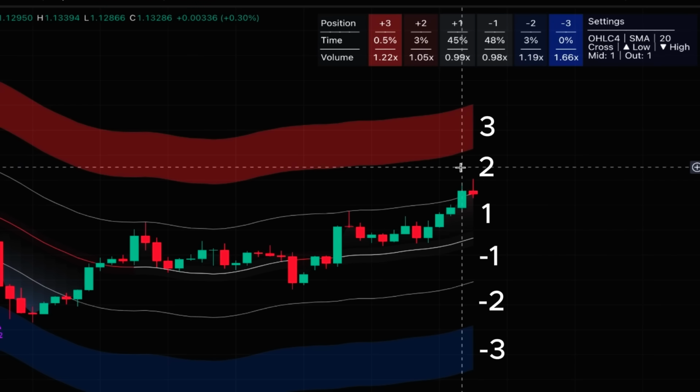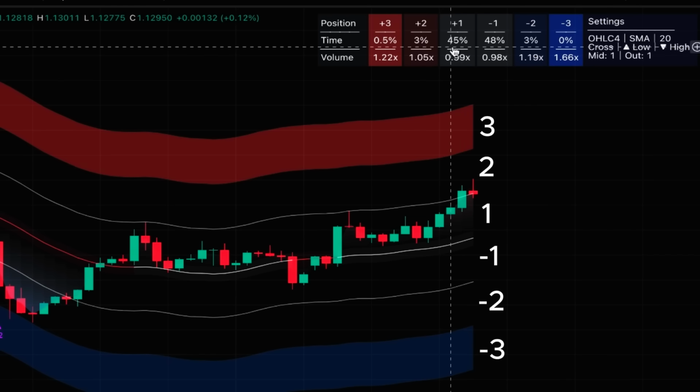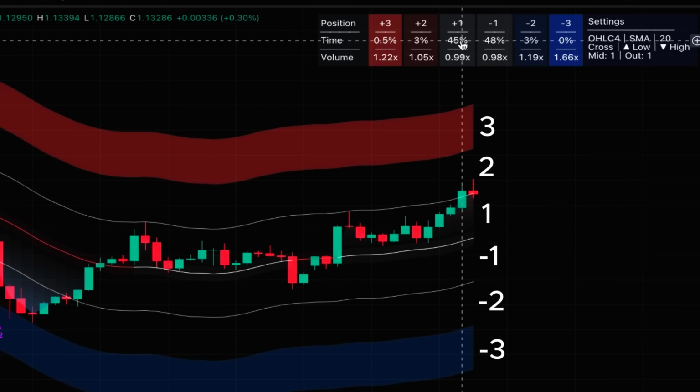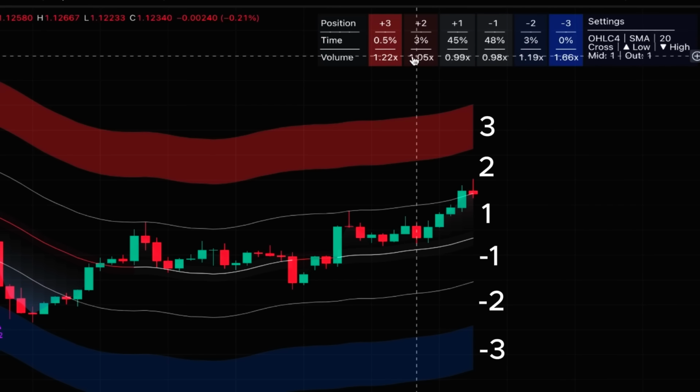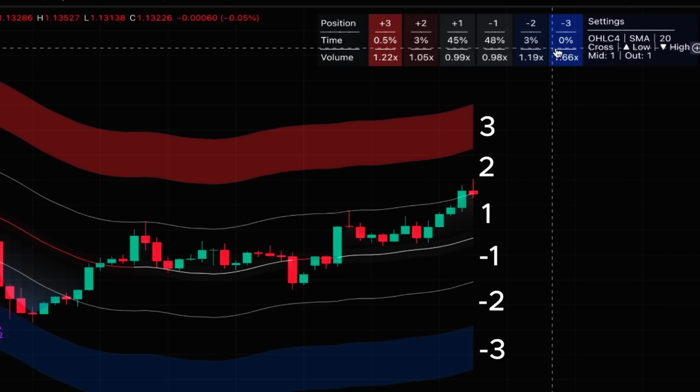And for each of them, you can see that we have some statistics about the percentage of time that the price spent in that area and also volume, which is a ratio of volume to volume moving average. And it's recorded every time that the price is in the given area. Depending on the time frame and also the volatility of the asset that you're trading, you may see different distribution in this table. But there is only one thing that never changes.